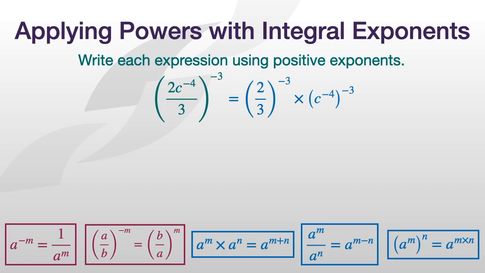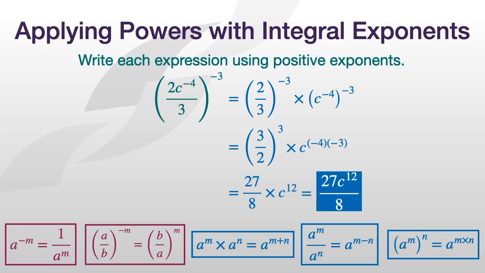2/3 to the negative 3 means we can take its reciprocal and write it to the power of positive 3. For the variable power, we can multiply the exponents. Evaluating each, we get 27/8 times c to the power of 12, which we can write as 27 c to the 12th over 8.